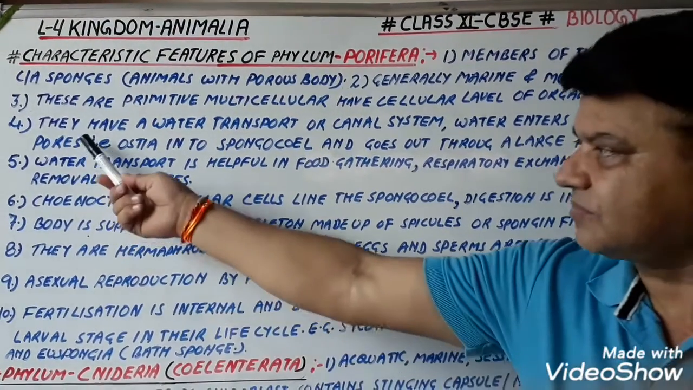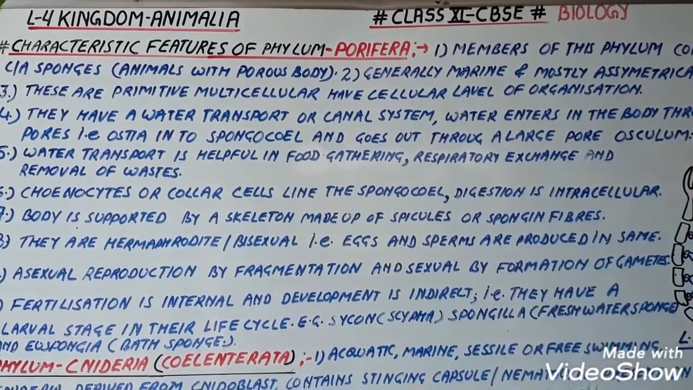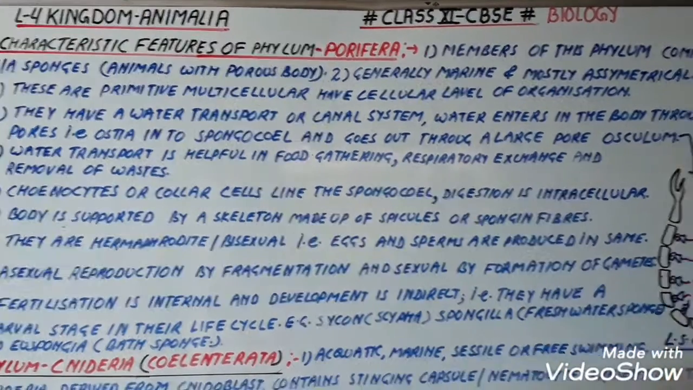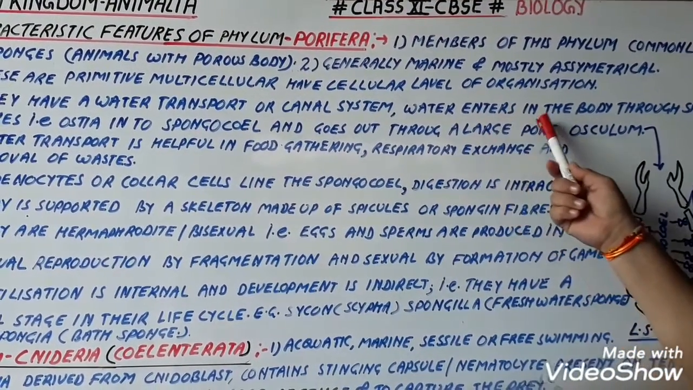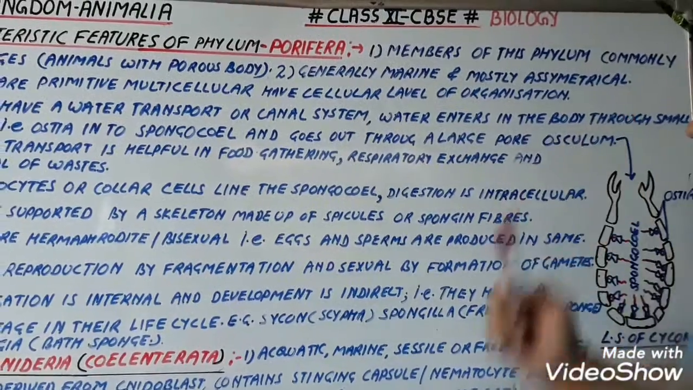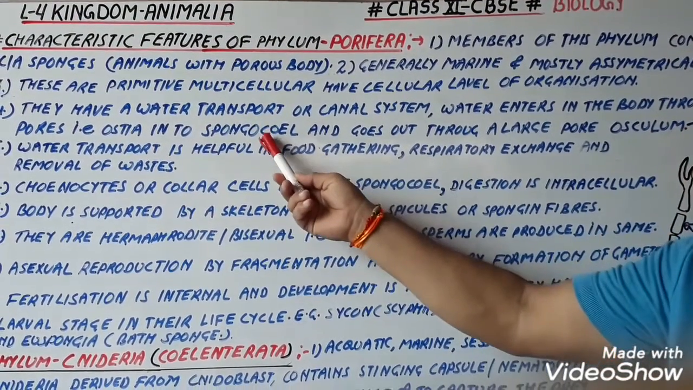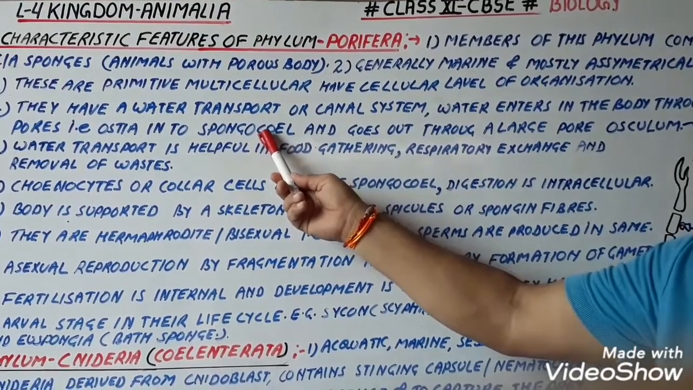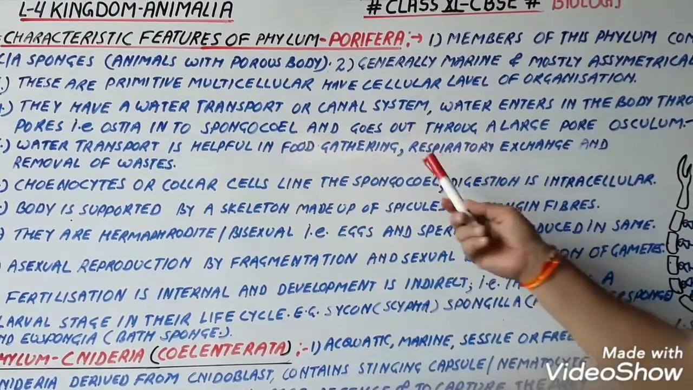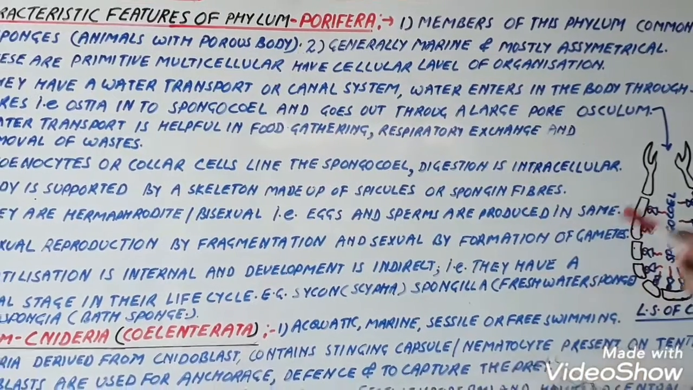Next, they have a water transport or canal system. Water enters the body through small pores called ostia into the spongocoel. Here the spongocoel is the body cavity, and water goes out through a large pore, that is, the osculum.